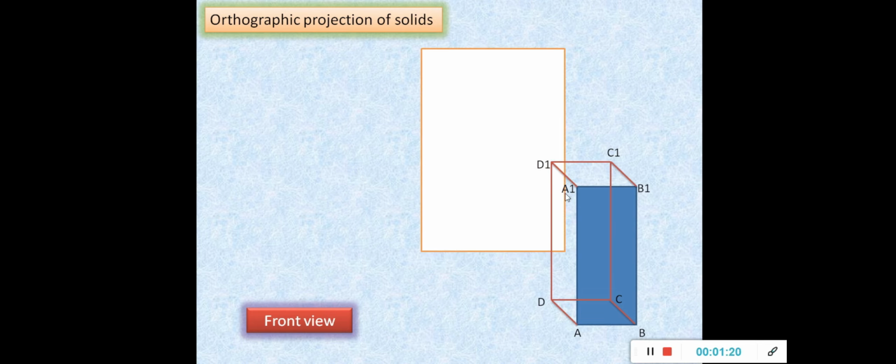Let me project the top surface first. If I have a light source here, the projections are obtained on this vertical plane. Orthographic projection means there is no converging or diverging of the object. Whatever the dimension of the object, the same dimension is presented over the vertical plane. There is no convergence or divergence, so light rays pass parallel to each other. That is what it means.